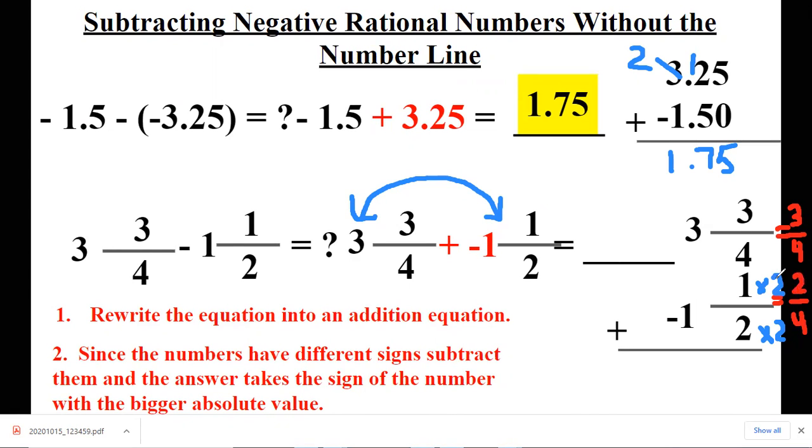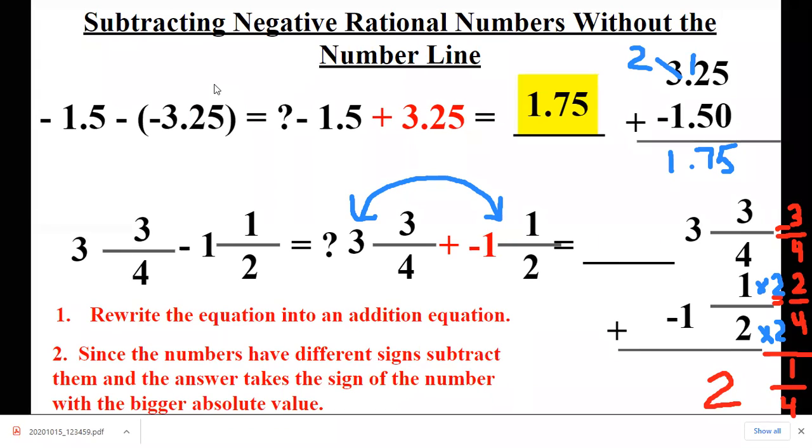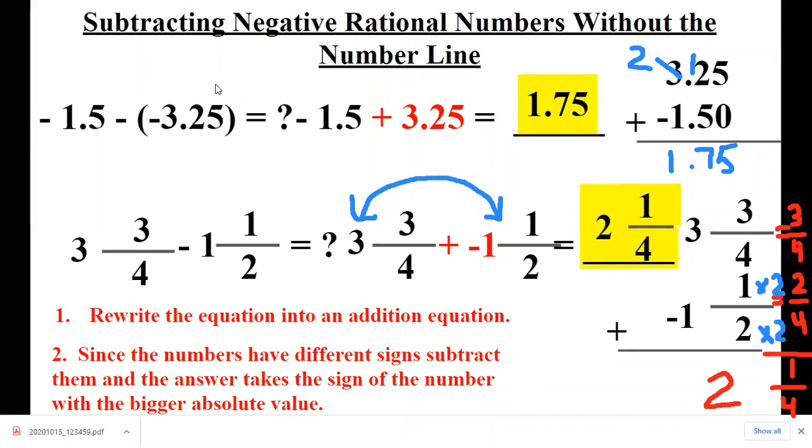And now I am prepared to subtract. 3/4 minus 2/4 is going to give me 1/4. 3 minus 2 is 1. Keep the 4 the same. Then I subtract the whole numbers. 3 minus 1 is 2. So the final answer will get the sign of the bigger number. Since 3 3/4 is bigger, it's going to be a positive 2 1/4. There it is, 2 1/4.